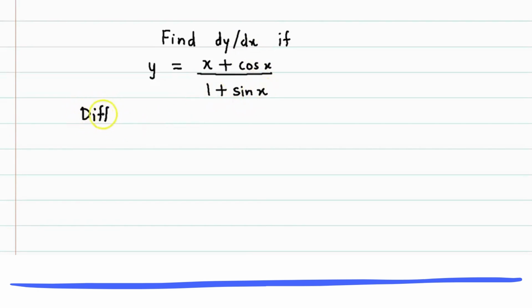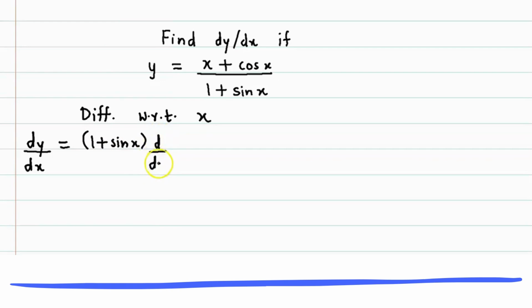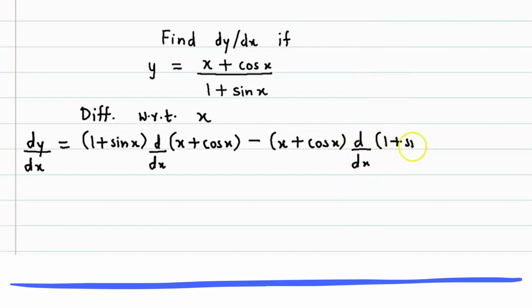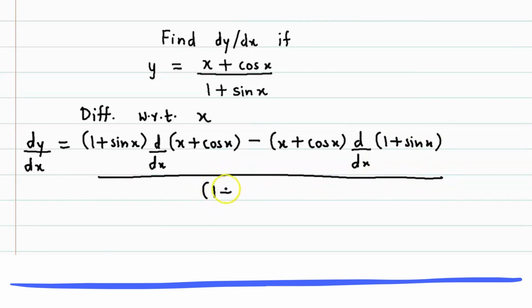So let us differentiate with respect to x. So we obtain dy by dx equal to, now the quotient rule begins with the denominator. So we have (1 plus sin x) into derivative of (x plus cos x) minus (x plus cos x) into derivative of (1 plus sin x), the whole thing divided by (1 plus sin x) the whole square.